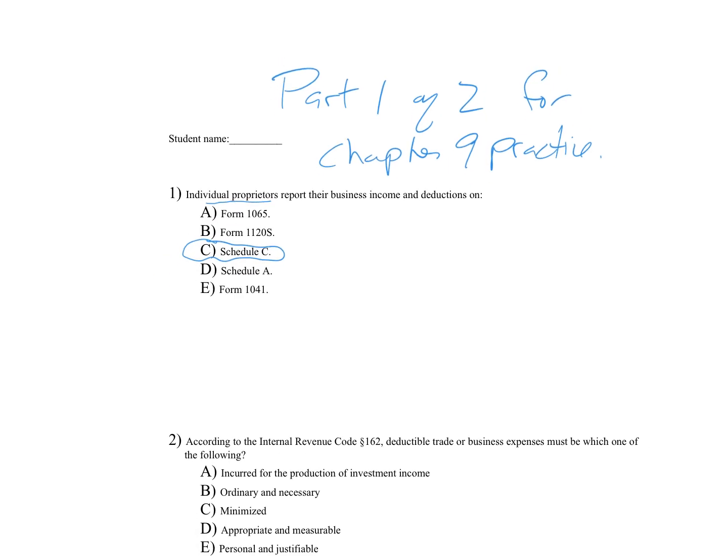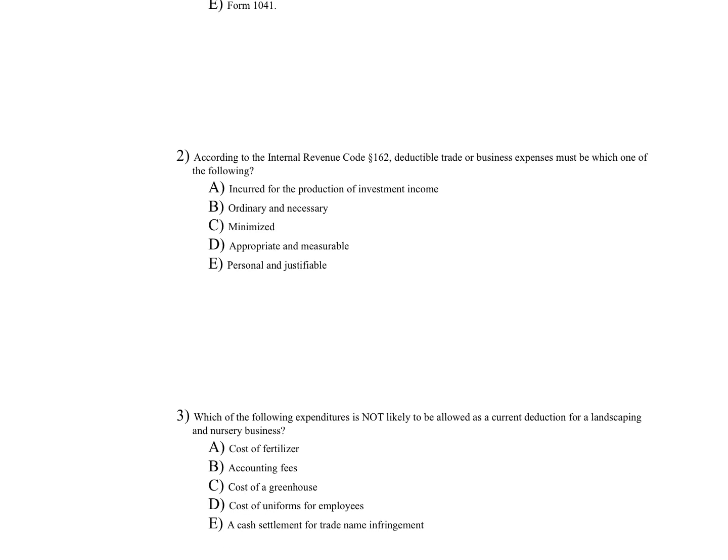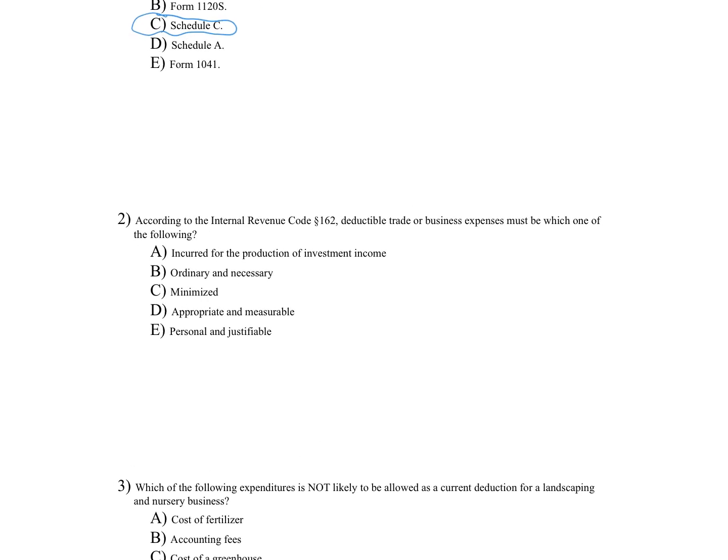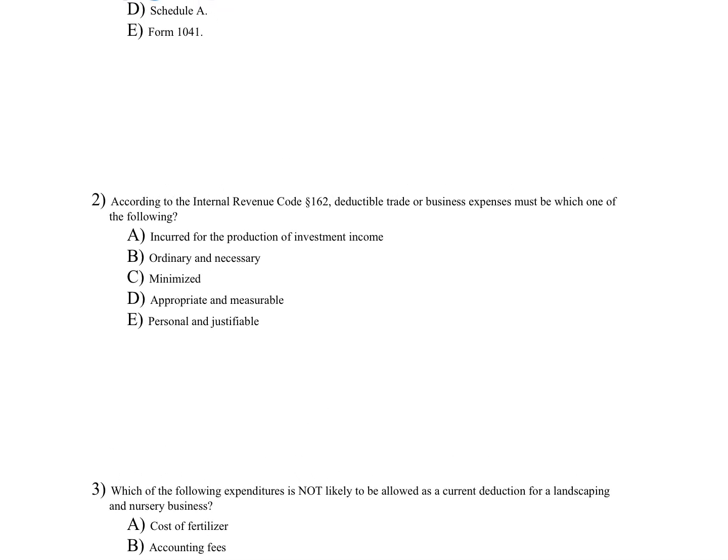All right. So number 2, according to the Internal Revenue Code, Section 162, deductible trade or business expenses must be which of the following? Well, this is simply verbiage from the code. And so you will know this very well. Ordinary and necessary. So in order for business expenses to be deductible, they have to be deemed both ordinary and necessary.